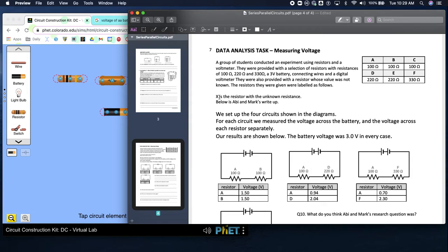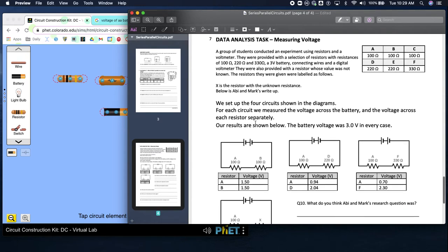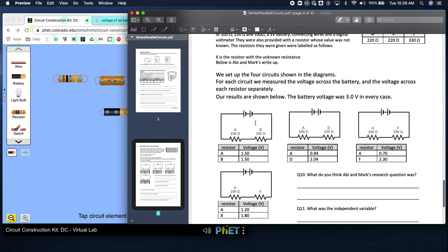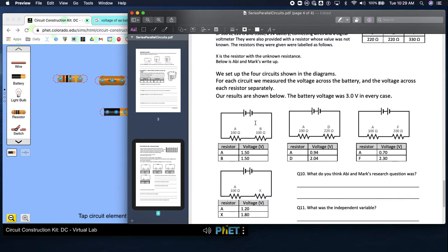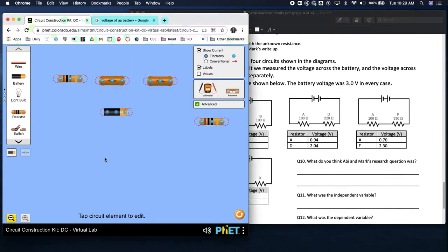X is the resistor with the unknown resistance. Below is their write-up. We set up the 4 circuits shown in the diagrams. For each circuit, we measured the voltage across the battery and the voltage across each resistor separately. Our results are shown below. Well, let's recreate this experiment, okay?